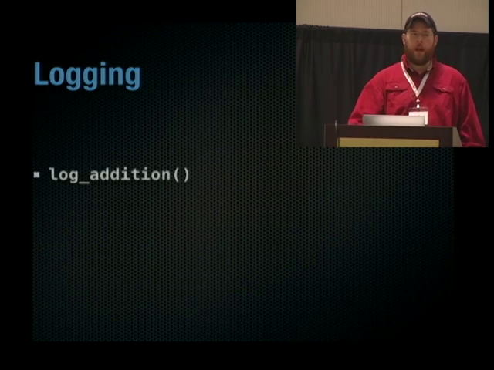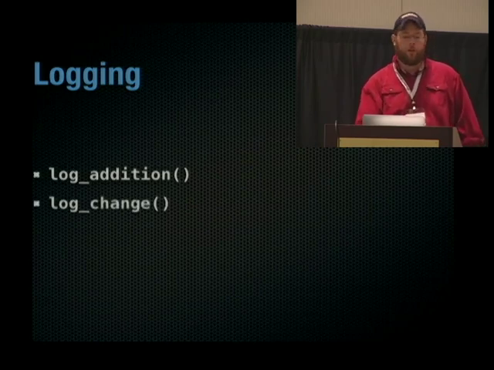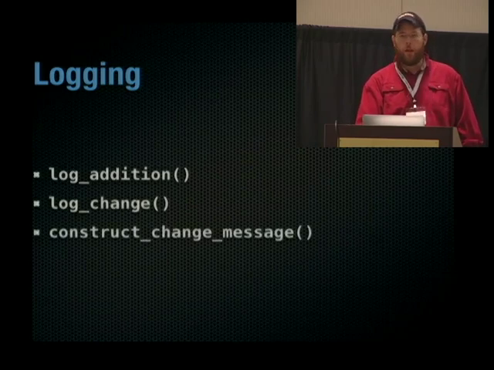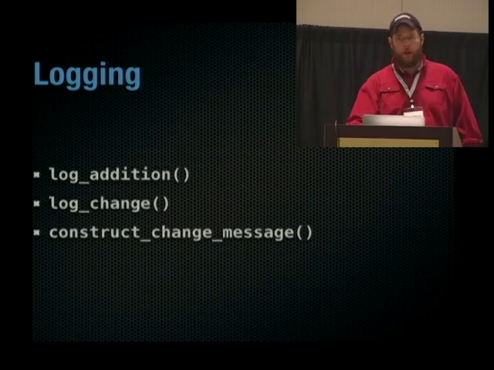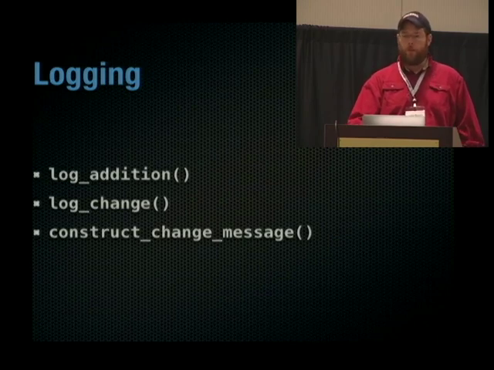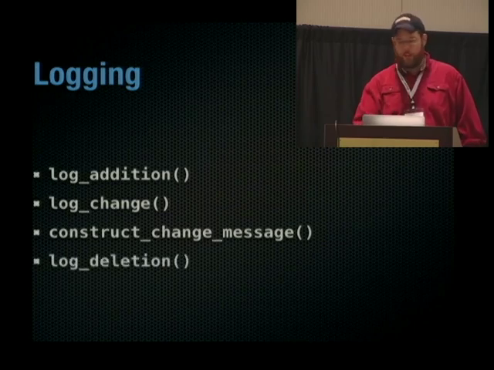Logging happens in the admin. If you've ever looked at view history of something, there's a method called log_addition, a method called log_change, and a method called construct_change_message. These are the methods on ModelAdmin that actually output the log objects that you then see on the object history and in your sidebar. So you can fiddle with those if you want to. There's also a log_deletion.